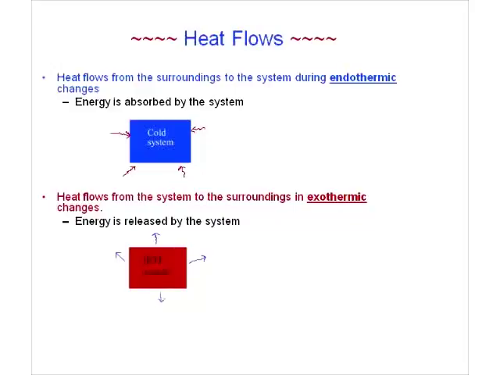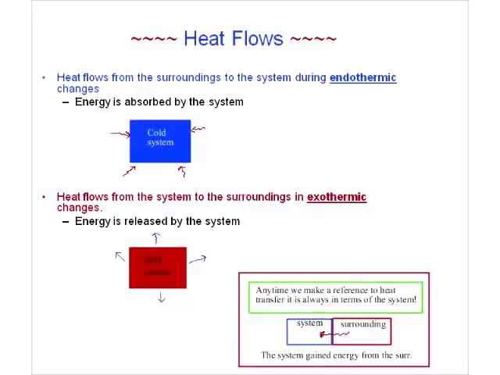So if we had a hot object, like a hot piece of metal or something, and we put that in our hand, or if we put a hot object in, say, a cup of water, then that hot object is going to release its energy, and in this case we say the system is losing its energy, so we refer to that as an exothermic change with respect to the system. Okay, so anytime we're going to refer to a heat transfer, we always like to refer to it with respect to the system.